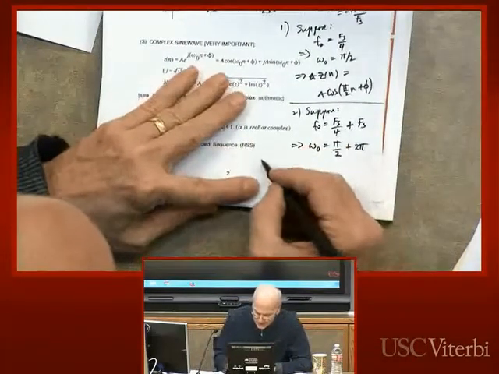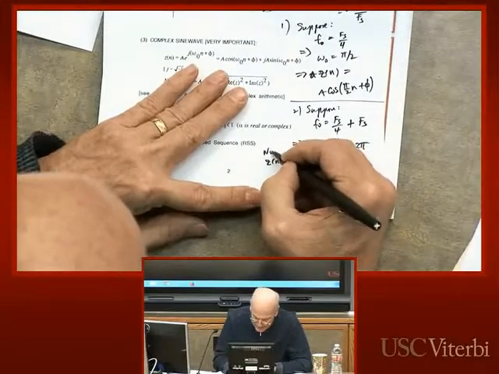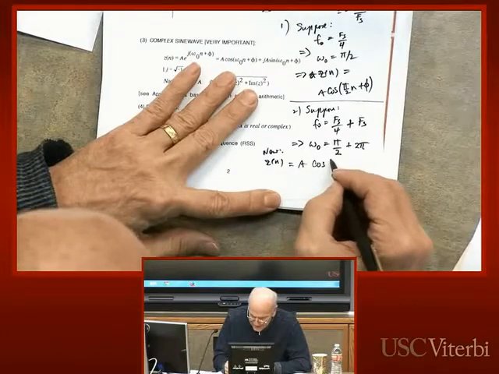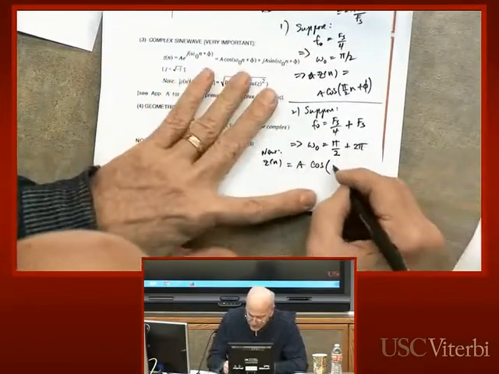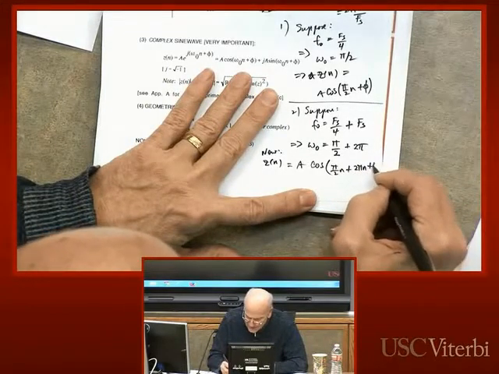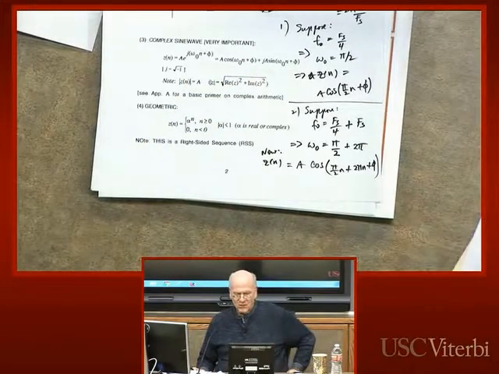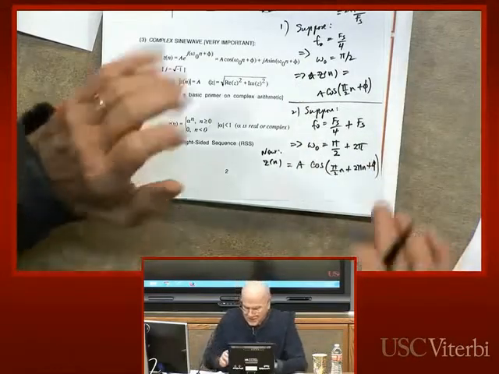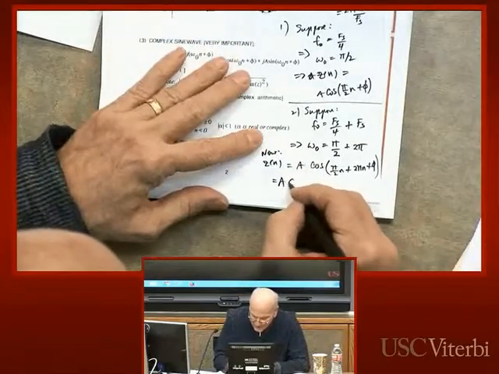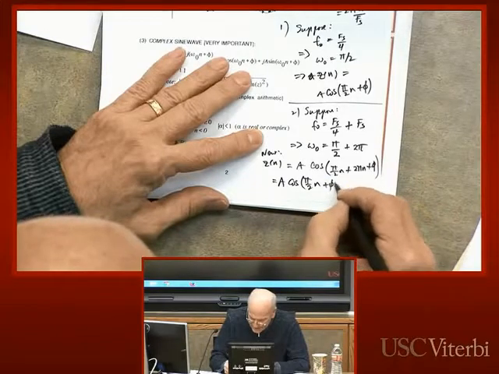Now let's take a look at z of n. Z of n is equal to A cosine of pi over 2 n plus 2 pi n plus phi. It's a different sine wave? Well, yes and no. It looks different, but remember, sine waves are periodic in 2 pi. It's just equal to our friend that we came up with first, pi over 2 n plus phi.